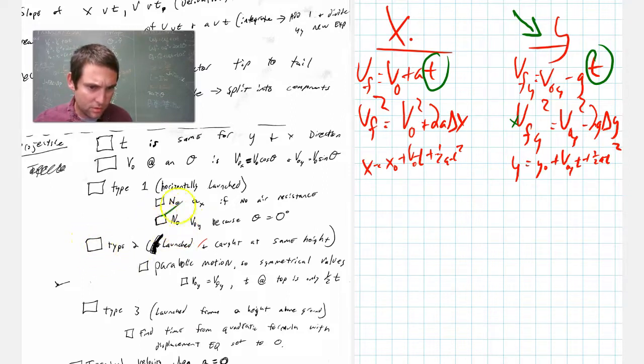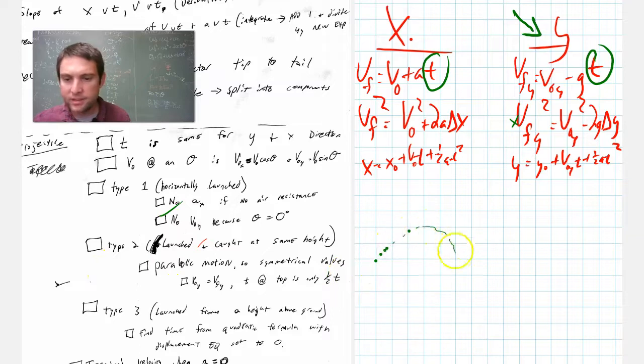Type 2, so we've done all that. Type 2: launched at an angle and caught at the same height. So it looks something like that, but a little bit more symmetrical. It is a parabola, which is symmetrical, which means whatever's happening on one side will happen on the other side as well. So we use that to our advantage, and we normally will set our final velocity equal to zero at the top, and we'll solve for time using one of these y equations again.